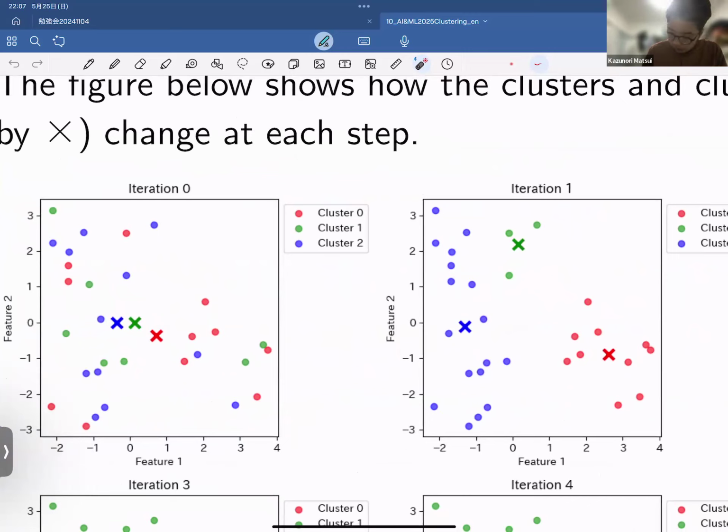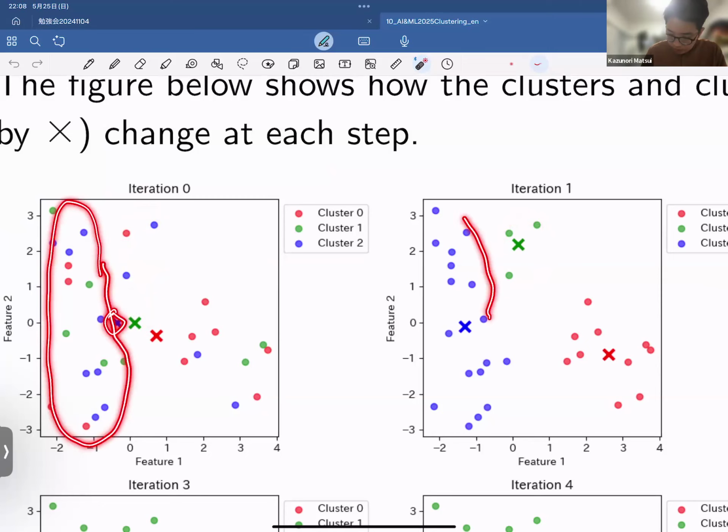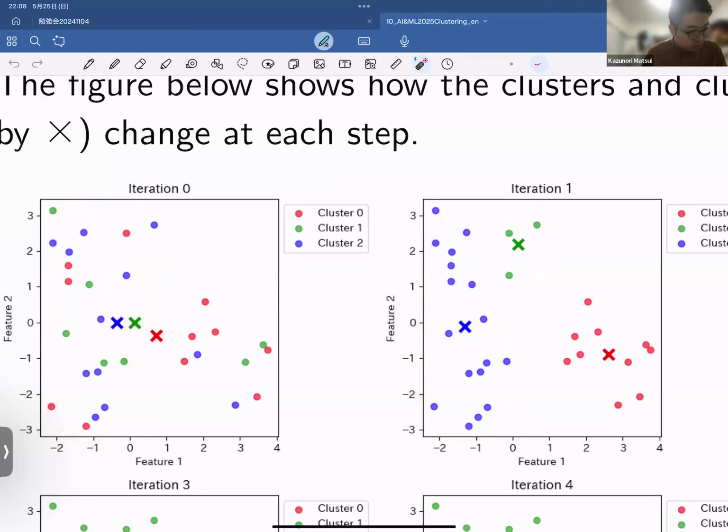For data like this, if green seems close, it will be classified as green. The other parts are closer to blue, so they will be classified as blue. This happened in one step.